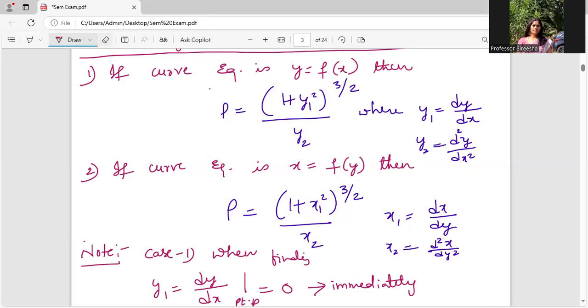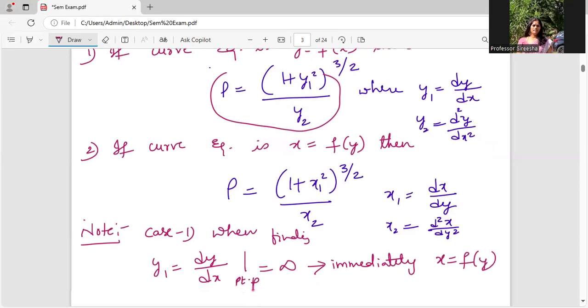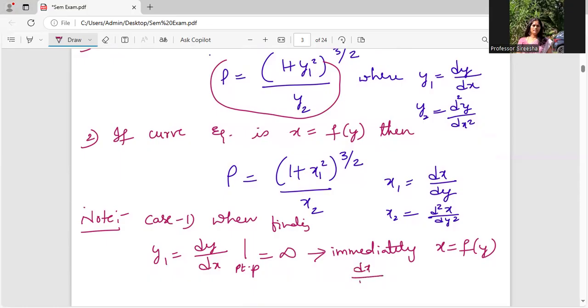Just a second. If I have got dy by dx to be infinity, guys, what happens when I put it in rho? What happens is infinity. Radius of curvature would go to infinity. So immediately my mind should switch to the curve equation being x is equal to f of y format, and go with dx by dy instead of dy by dx. Agreed? Right? I won't go with dy by dx. I'll go with dx by dy.